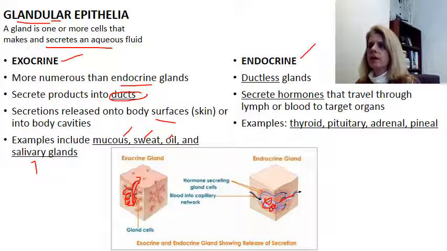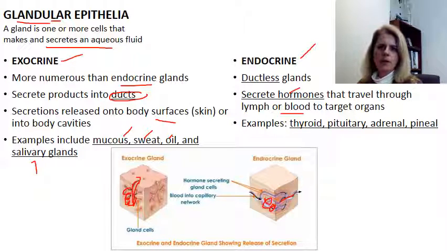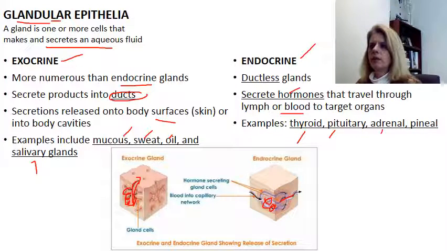Now the endocrine glands, they make the hormones. So endocrine glands make hormones that are then released directly into the blood, and the blood takes them to their target organ. We've talked about a couple of endocrine organs. Just as a reminder, thyroid, pituitary, adrenal gland, pineal. These are some examples of our endocrine organs. So glandular epithelia can be exocrine or endocrine. The main difference: endocrine makes hormones that go directly into the blood without a duct.